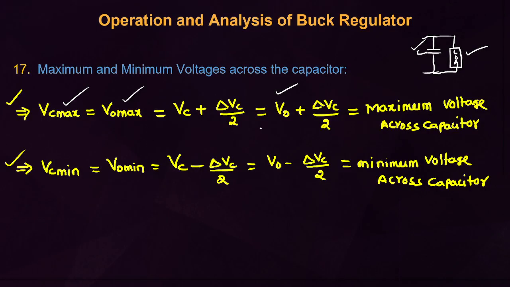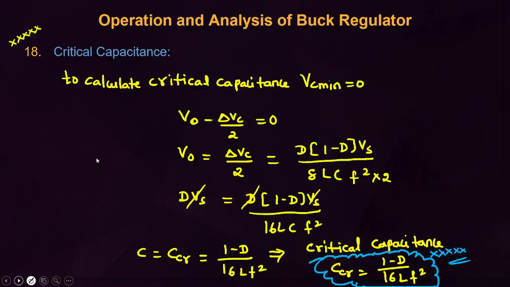That is the maximum voltage across the load. This is the minimum voltage across the capacitor. That is the minimum voltage across the load. If it is asked what the maximum voltage across the load is, apply this formula: V0 plus delta Vc by 2. If it is asked what the minimum voltage across the capacitor is, apply V0 minus delta Vc by 2. These are the capacitor related formulas.